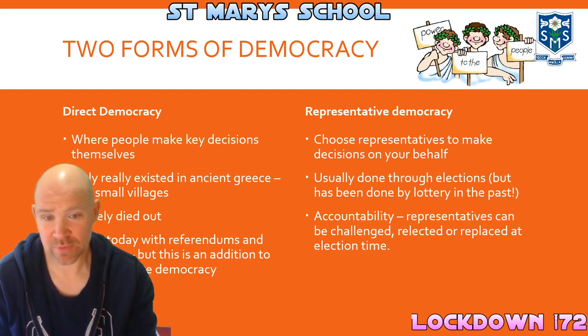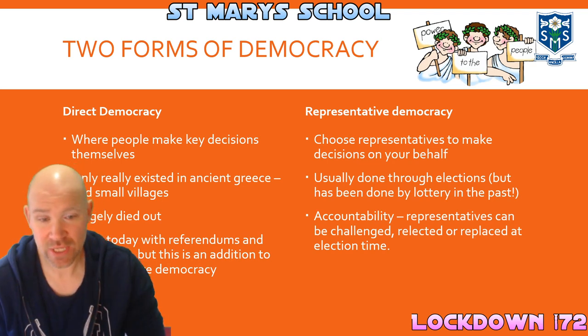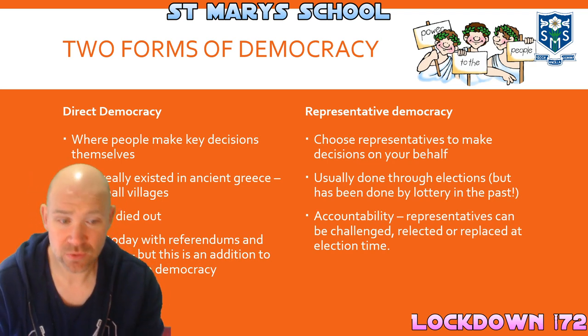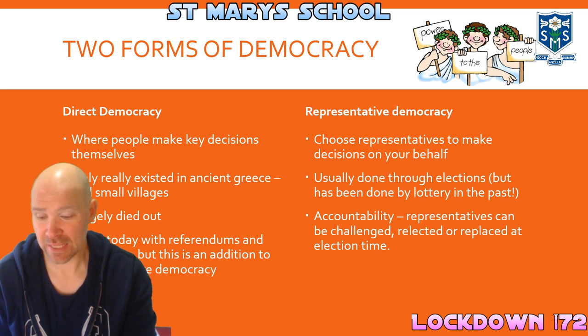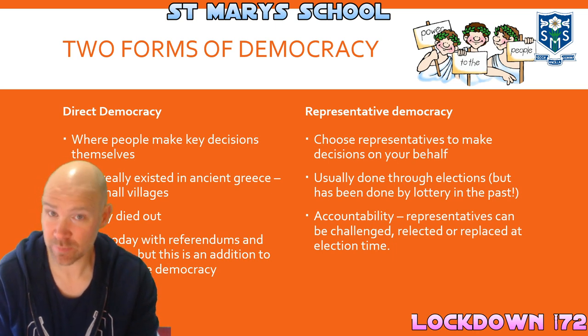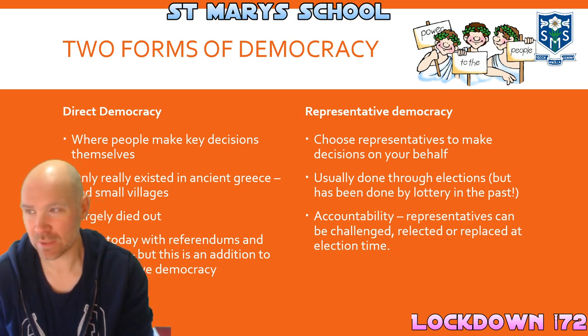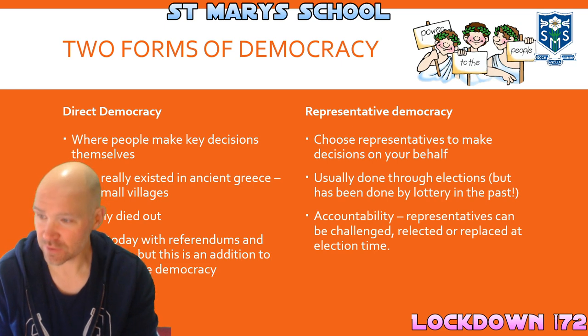Another feature of representative democracy is accountability, which is the idea that representatives can be challenged, re-elected, or replaced at election time. So the idea being that once someone is voted in, it is possible to keep them if they're doing a great job, but it is equally possible to remove them if you disagree with them or they're doing a poor job.